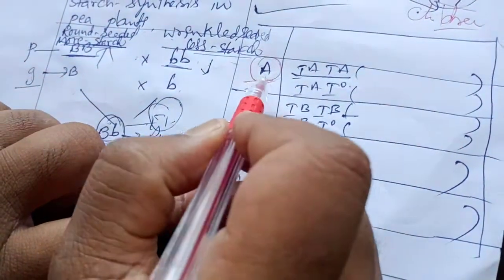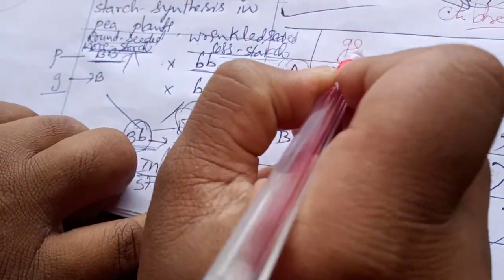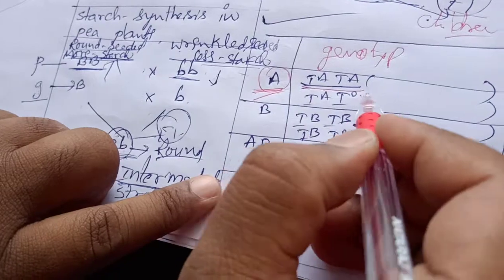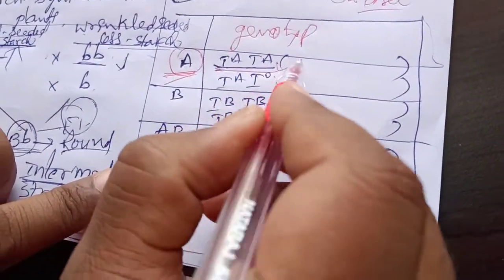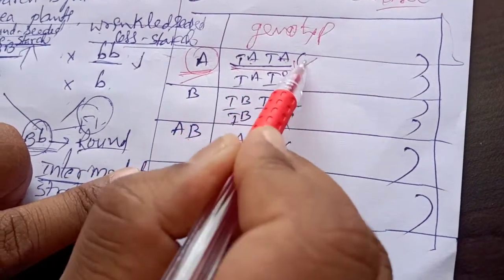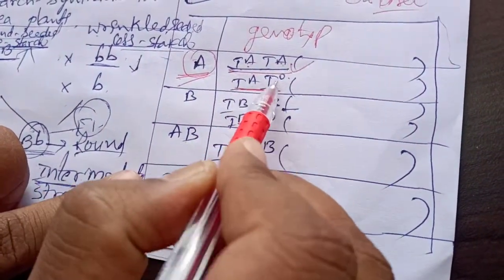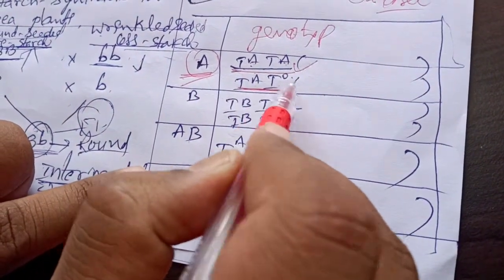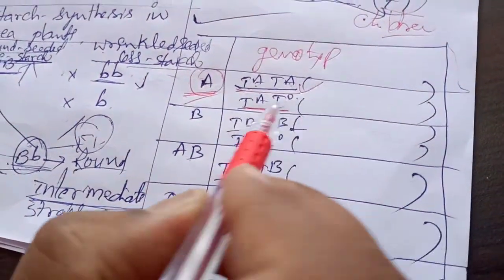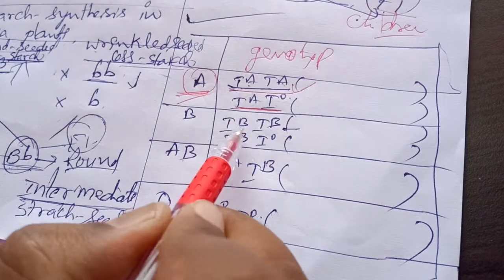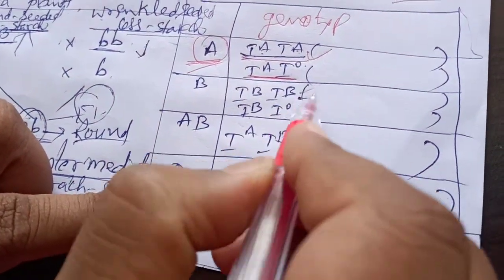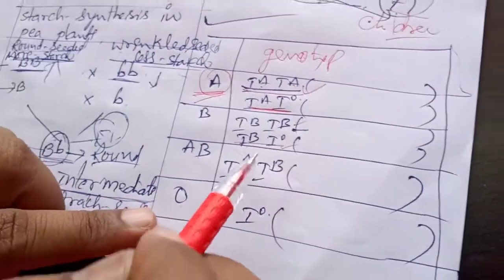For A blood group, the genotype, which I already explained in first year, is IA IA, one possibility, the homozygous dominant form, and IA IO, the heterozygous dominant form. Next, B is IB IB and IB IO, the same homozygous dominant and heterozygous dominant forms.